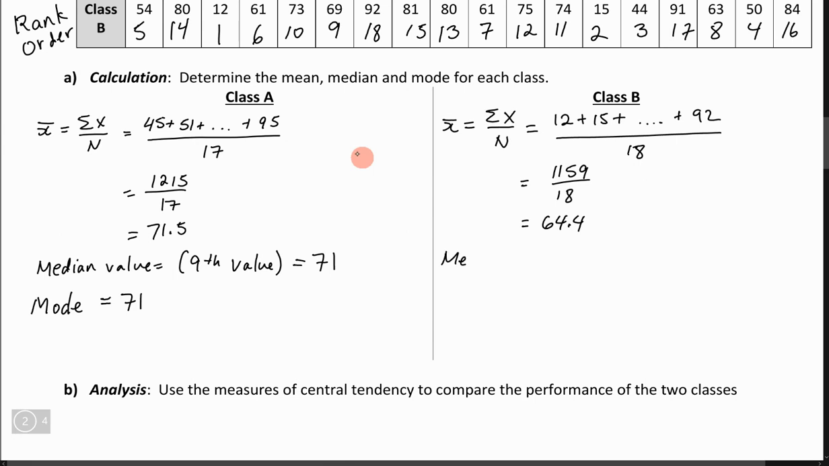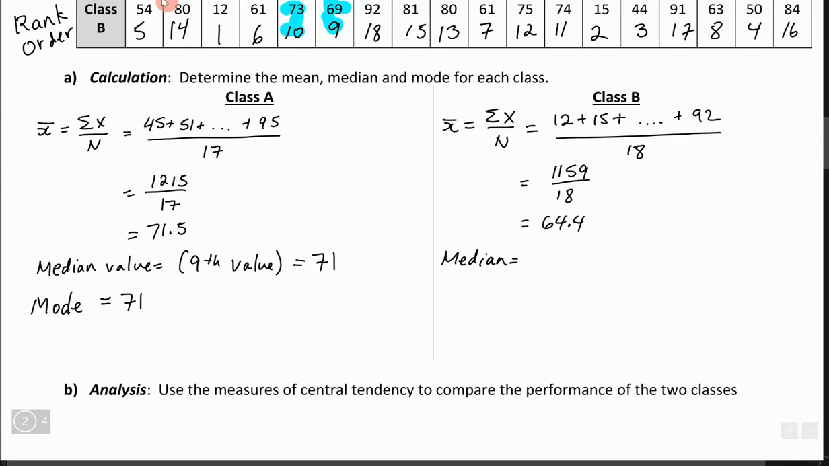So the median value. Again, instead of putting them in order, I just rank them. If you have 18 numbers, the two middle values are going to be the ninth value and the 10th value. The ninth value is over here, 69, and the 10th value is right beside it, 73.